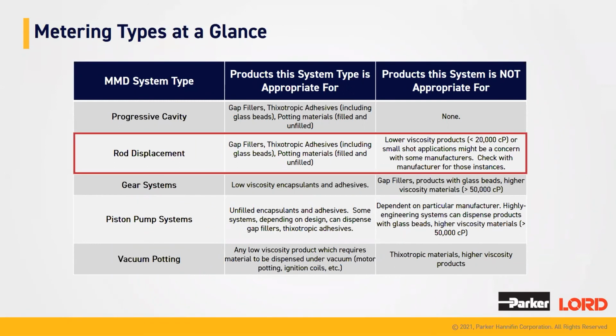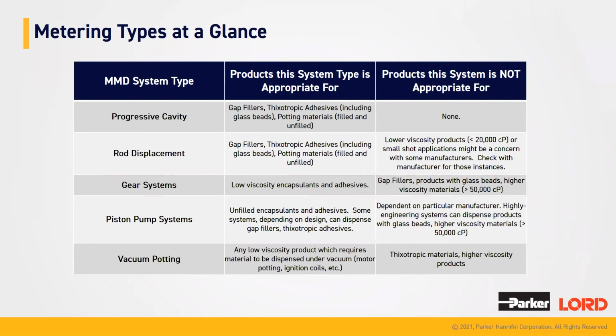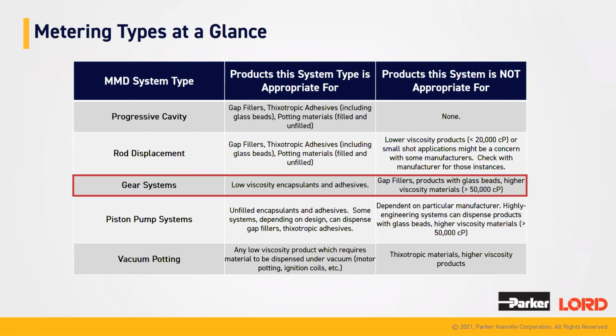Rod displacement MMD systems are great for gap fillers, thixotropic materials, and potting materials, so the same as the progressive cavity, but they're not ideal for lower viscosity products. Gear systems are very good for low viscosity encapsulants or adhesives, but the gear systems are not great for gap fillers or any products with glass beads or anything that is much higher viscosity, because it'll gunk up those gears and it won't be able to be transmitted properly.